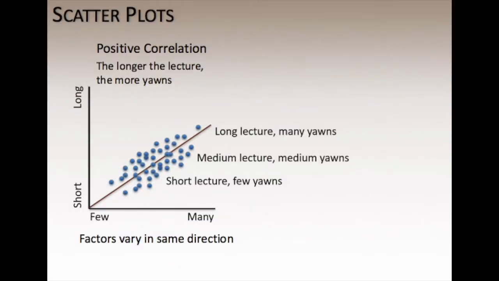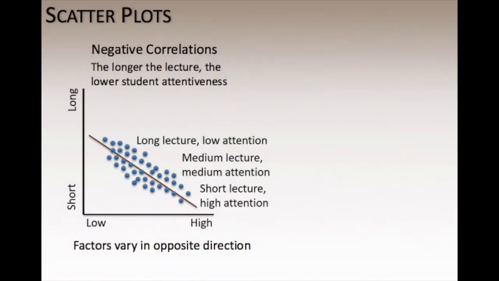A positive correlation occurs when the variables move in the same direction. So if one variable increases, the other variable would increase as well. And if it decreases, the other variable would also decrease. A negative correlation occurs when the variables move in opposite directions. So if one variable increases, the other variable would decrease and vice versa.